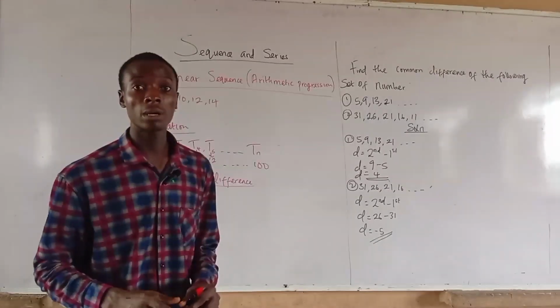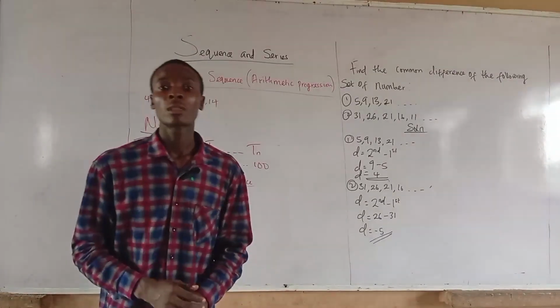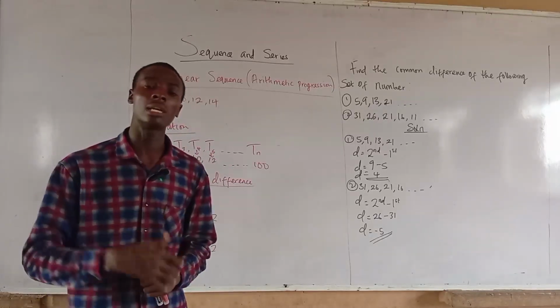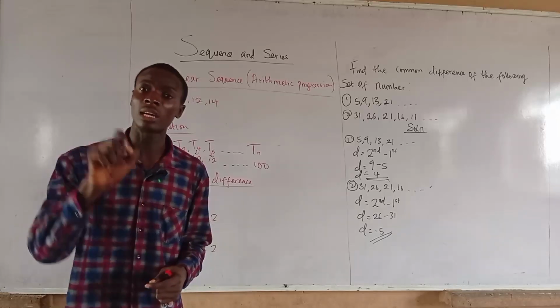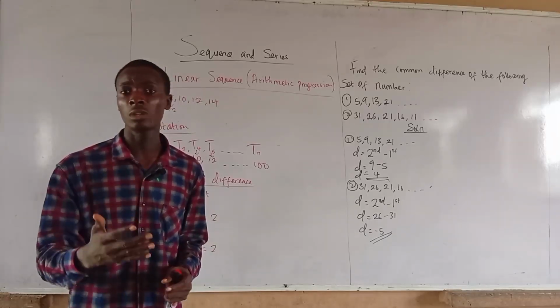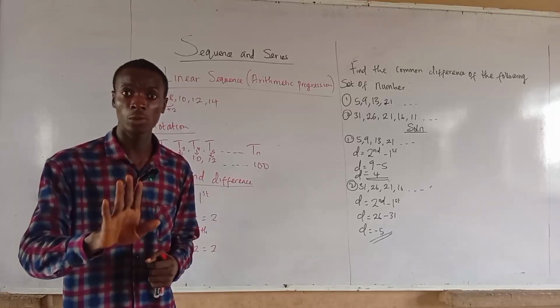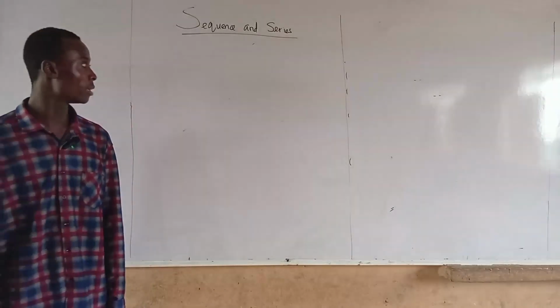Now let us talk about a really interesting part of GP and AP. Most people find this topic difficult because they do not understand the formula. We have various formulas under this topic, but if you don't understand the formula, you won't know which formula to apply for a particular question. And this is what I'm going to explain for you so that you can understand. It's time to talk about the formula in sequence.